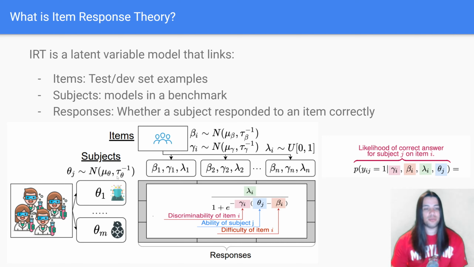So all these subjects will assign a theta value, which will represent its skill. And all these items have properties. They can be hard, they can be easy, whatever. So that's what these values represent. And all these combine with this equation, which I'll talk about more in a second, to compute the likelihood that the subject j has a correct response on item i.